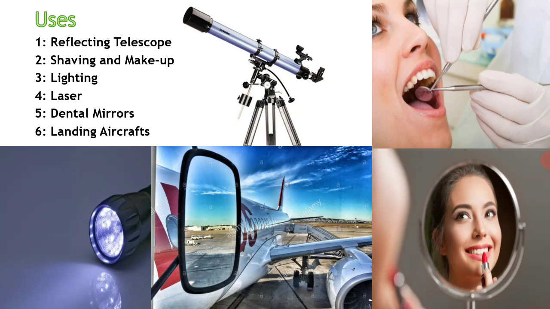Lighting. Concave mirrors collect light from a small light source such as a bulb and direct it outward as a beam, as in flashlights, headlamps and spotlights. Another way is to collect light from a large area and focus it into a small spot, as in solar power systems. The third one is laser. Concave mirrors are used to form focused areas of light which are used in laser construction. Dental mirrors. Dentists use dental mirrors which have a concave surface to provide a magnified image. Landing aircraft. The mirror landing aid system of modern aircraft carriers also uses concave mirrors.